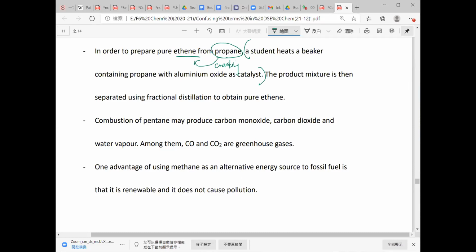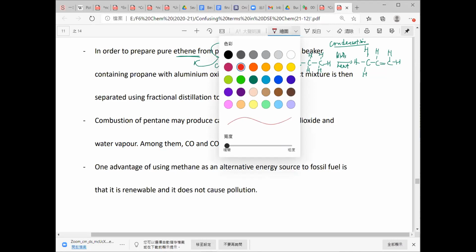Condensation. If it undergoes condensation, what is the product? Propane to form propane, you mean? We call that condensation. Agree? All of you agree here?